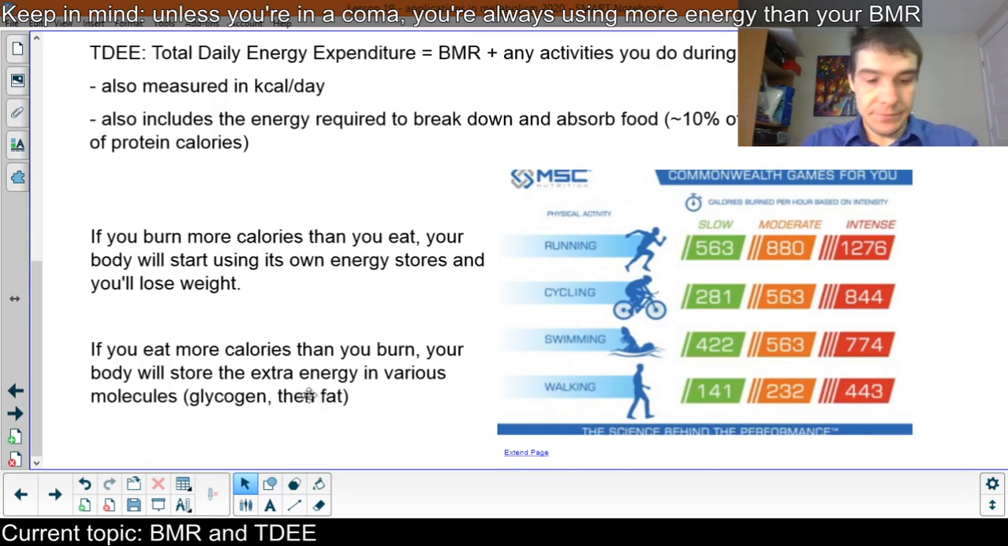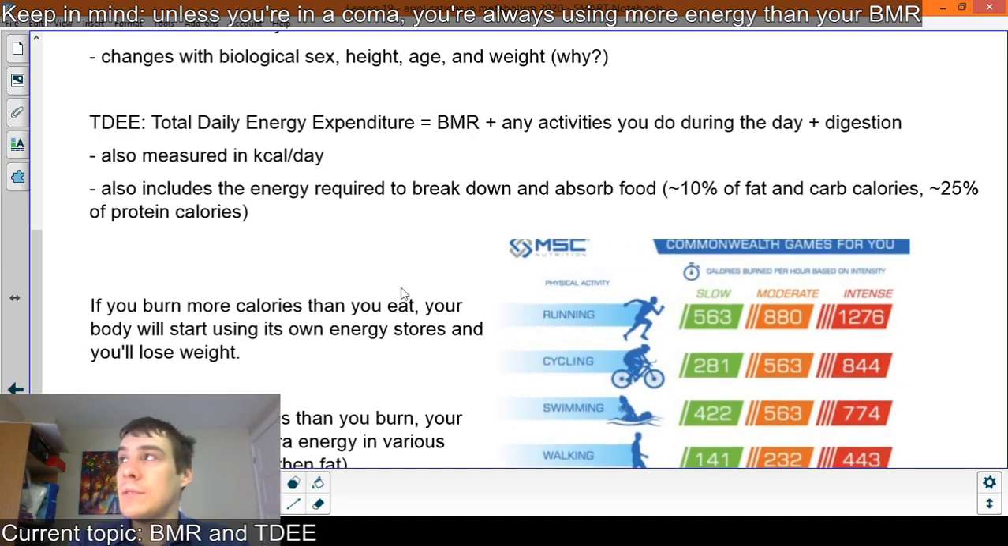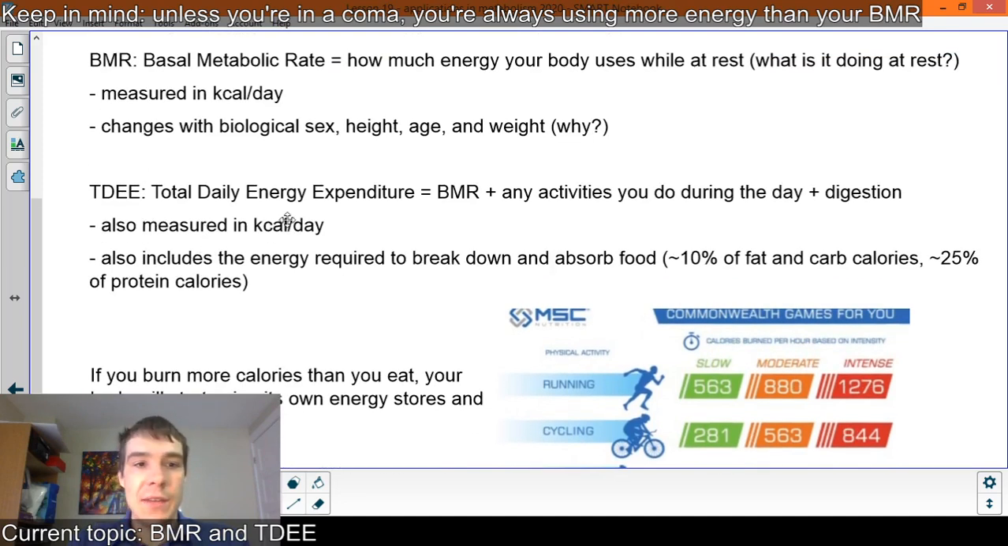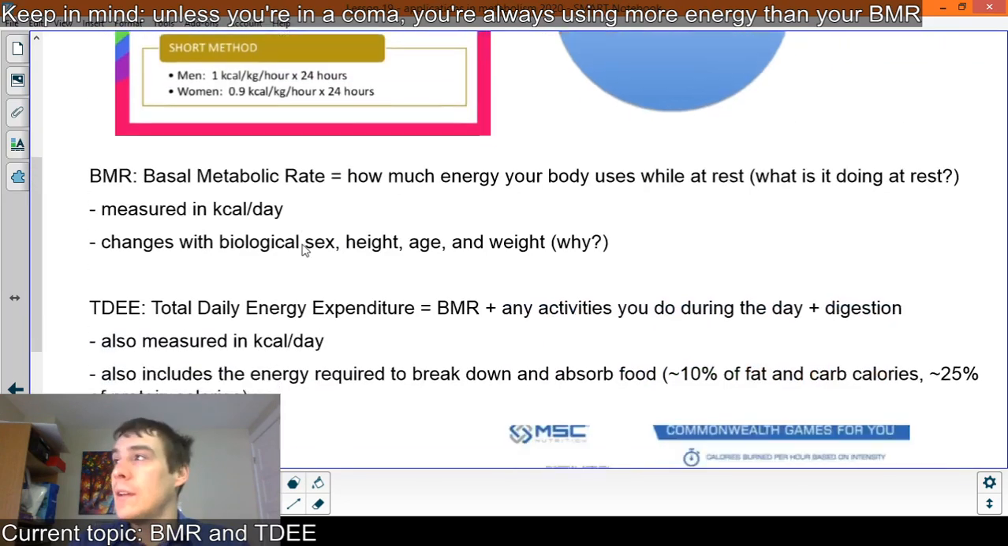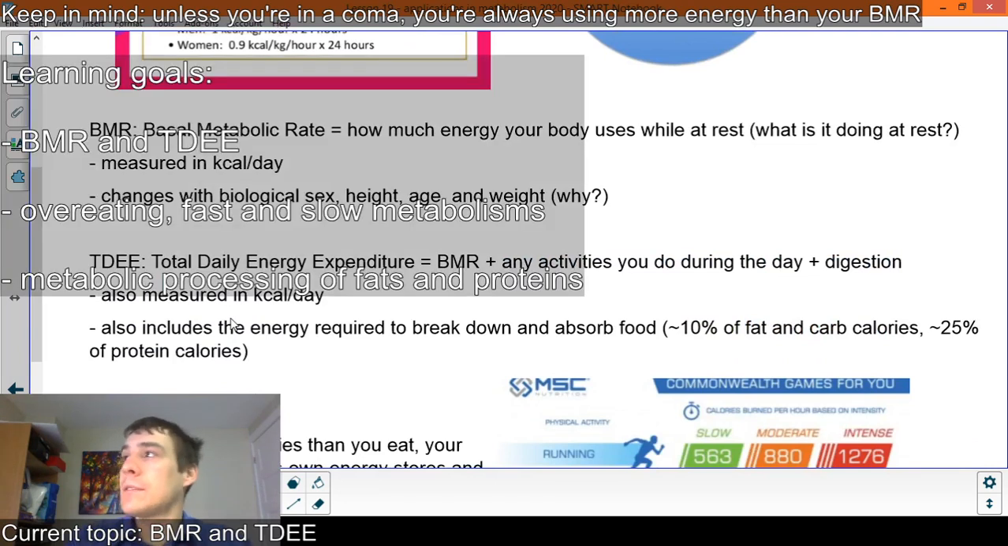Both of these things happen in the liver. So when your liver is good on glycogen, it goes, okay, I'm going to store that as fat now. Okay, so that's basal metabolic rate and total daily energy expenditure. What's important here is the difference between the two, and the kind of things that affect both BMR and total daily energy expenditure. Next up in our learning goals are fast and slow metabolisms. So we're going to talk about different things that can affect the metabolism.